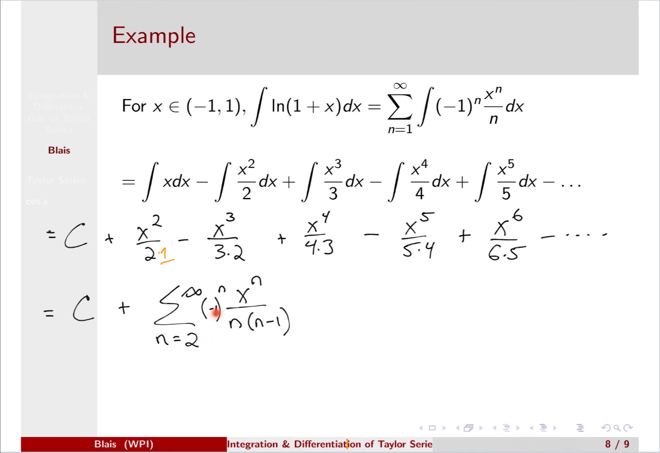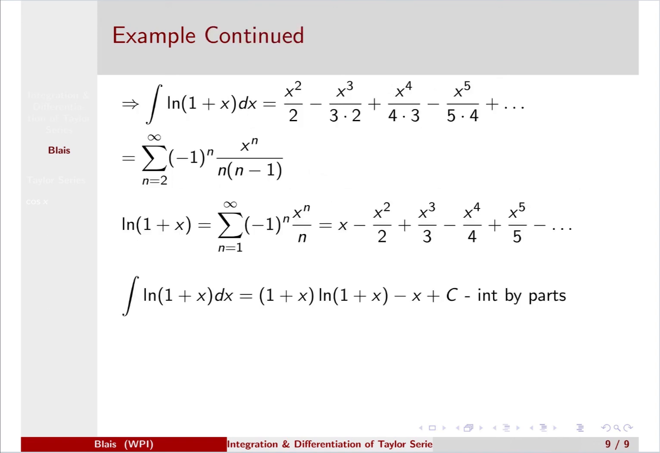If n equals 2, we get minus 1 squared, x squared over 2 times 1. Yes, we got it. For n equals 3, minus 1 cubed, so a negative, x cubed over 3 times 2. So it looks like we got this correct. So we now have this power series representation for the antiderivative of natural log of 1 plus x dx on that same interval of convergence.